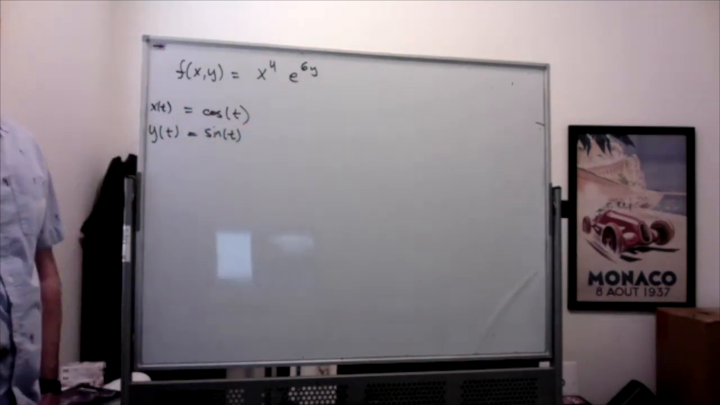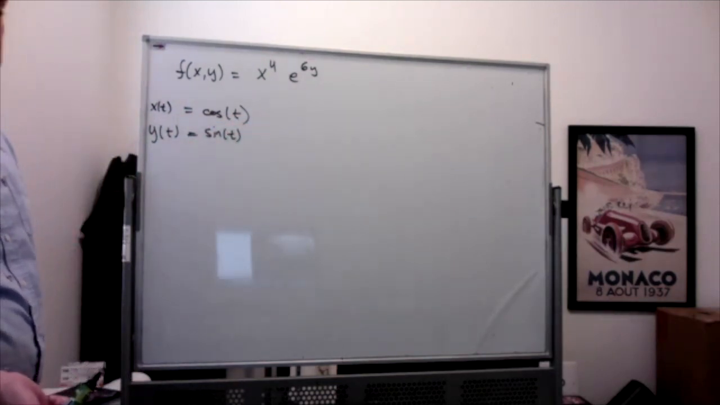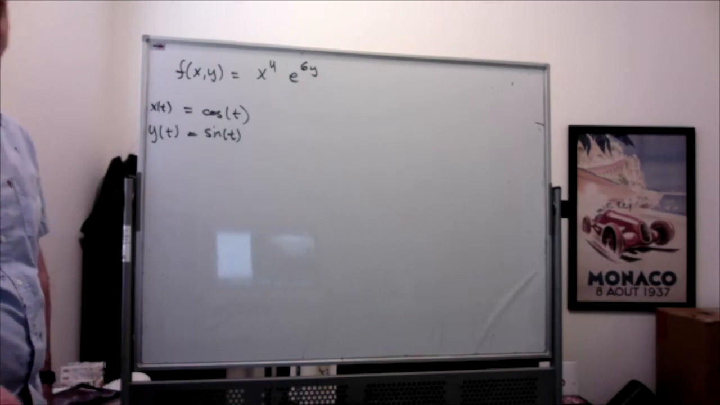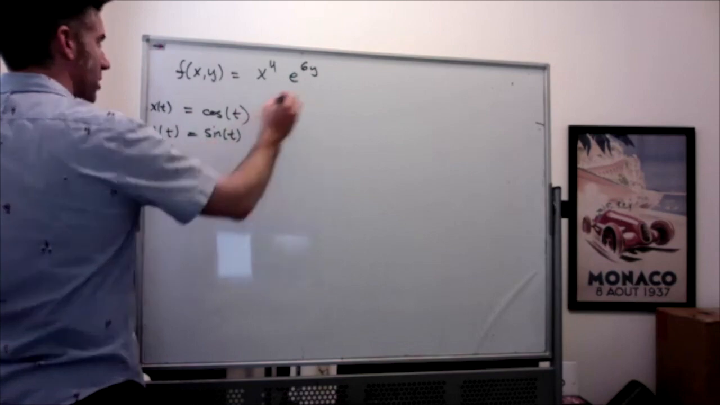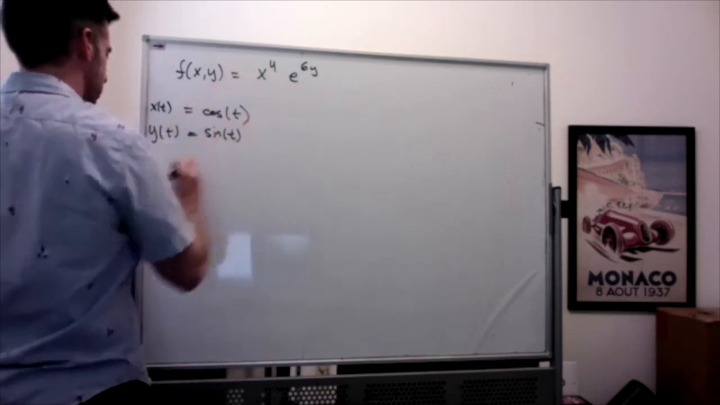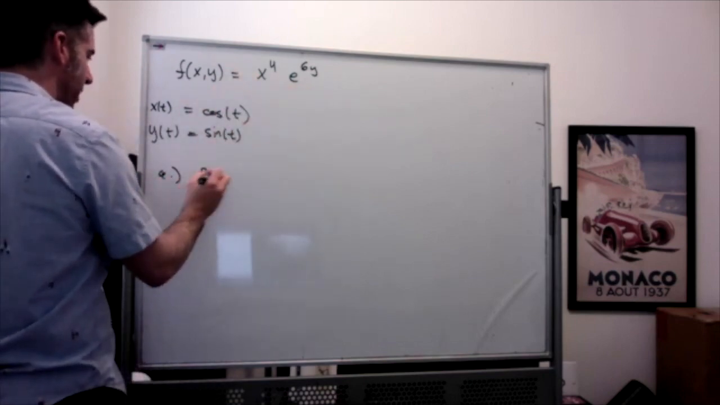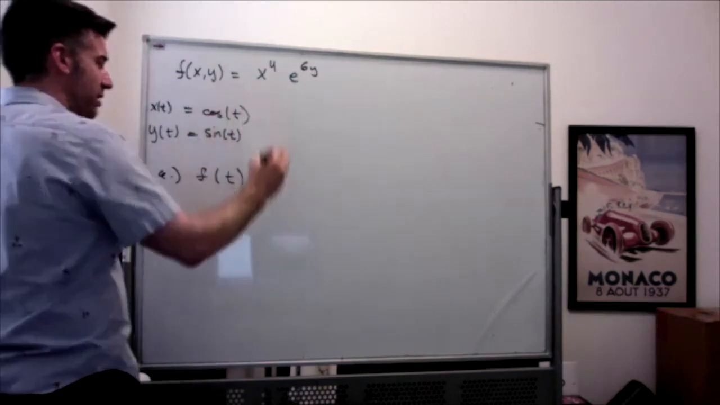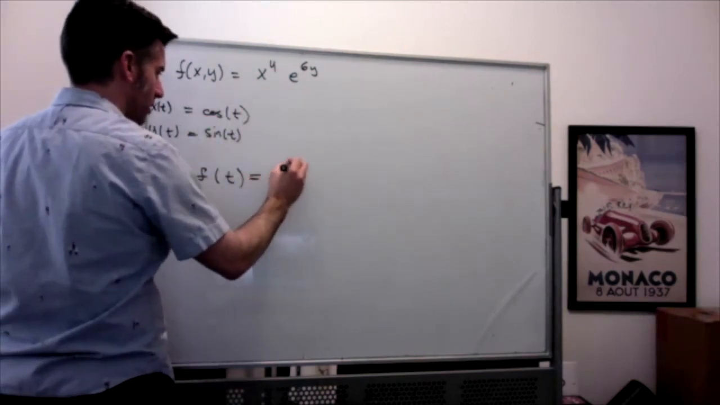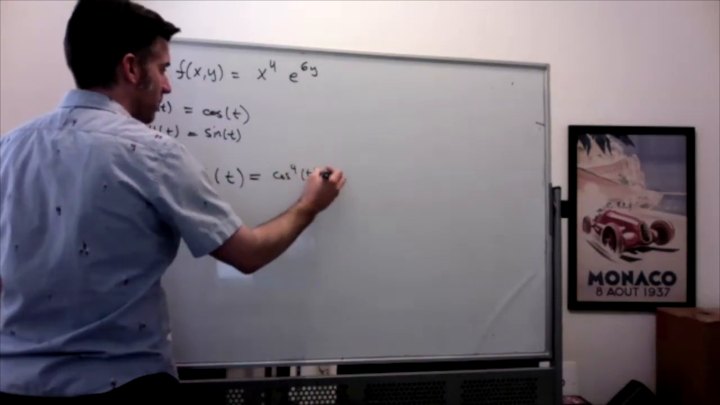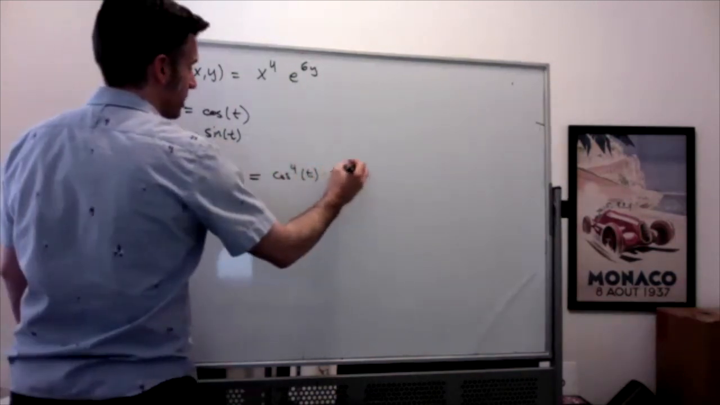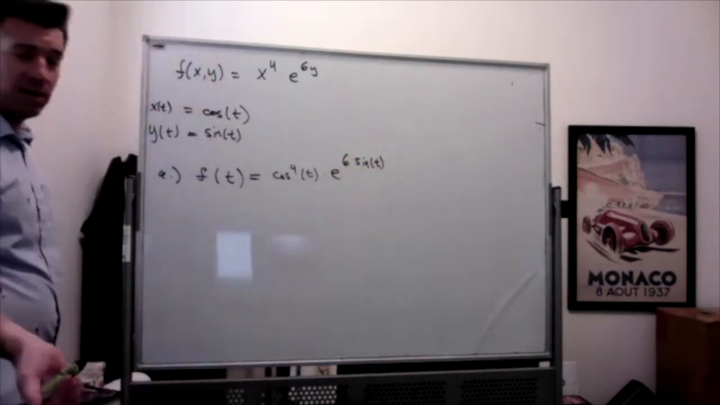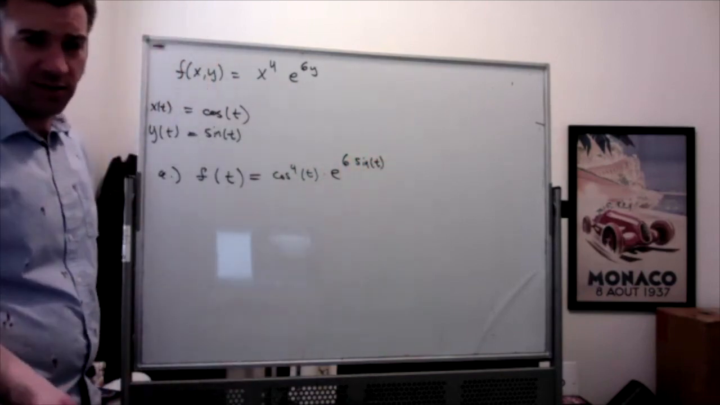So we can do this either way. We can either first just actually plug in sine and cosine, right? So here's the first way. F of t, I just plug in cosine for x, so you get cosine to the fourth of t times e to the sixth sine of t. And then we can take the derivative. We got to use the product rule, but that's no big deal.